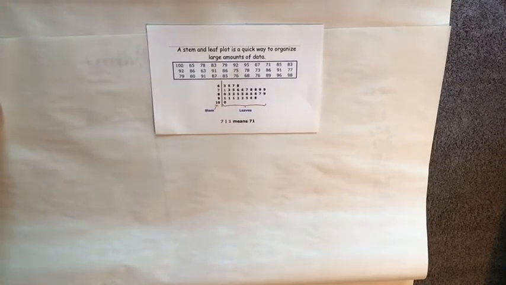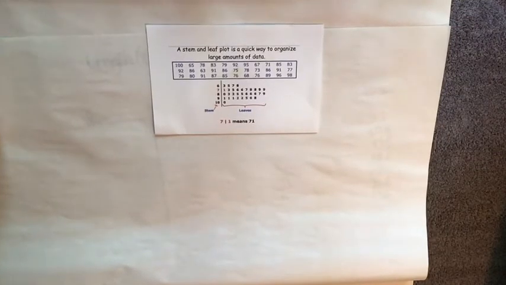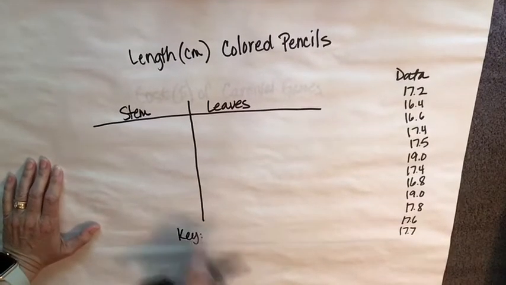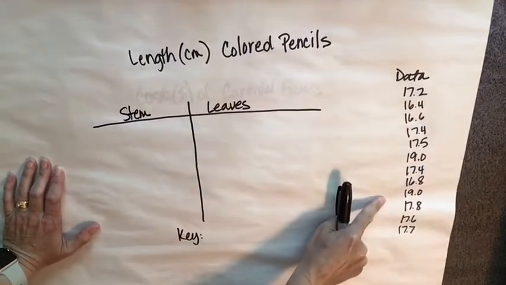So now that we've looked at how we use a stem and leaf plot and kind of the why behind it, now let's make one ourselves. So you can see I have the framework for our stem and leaf plot set up here. I have a place for our stem and our leaves. I have my data here that we're going to be using.